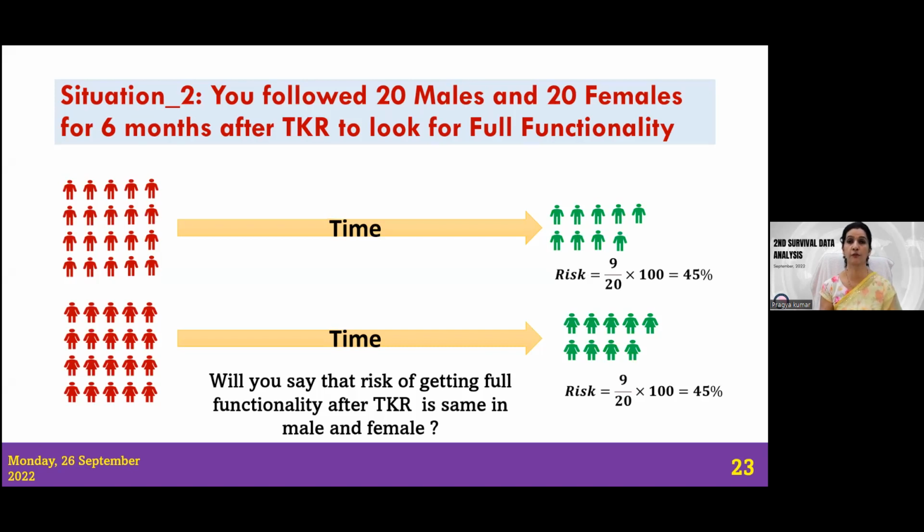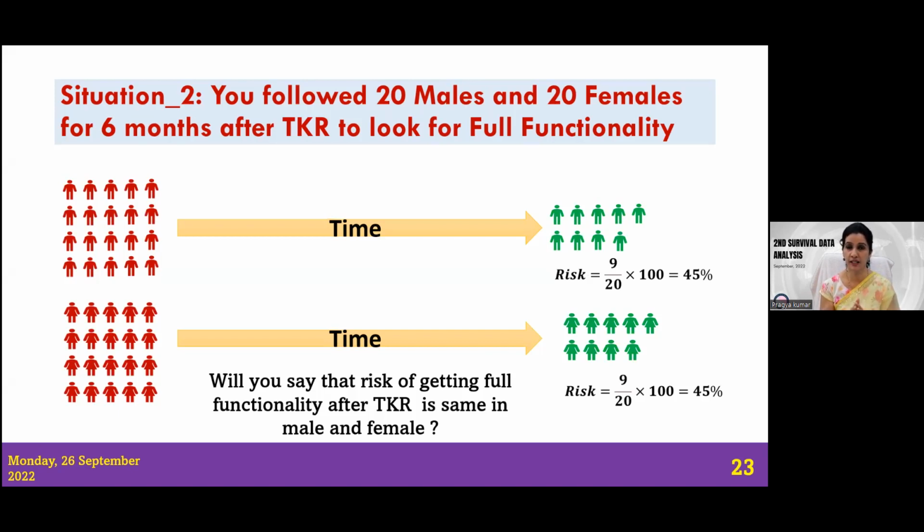to look for the full functionality. So here the event is the functionality. So this event, we call it a failure. So those individuals who do not meet this event, they survived. So again, like we have reiterated, you have to be careful.